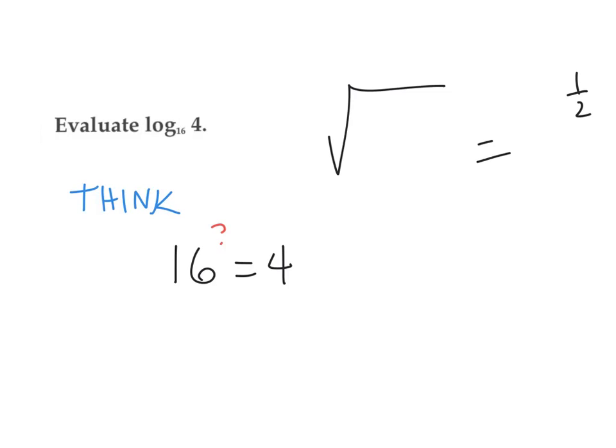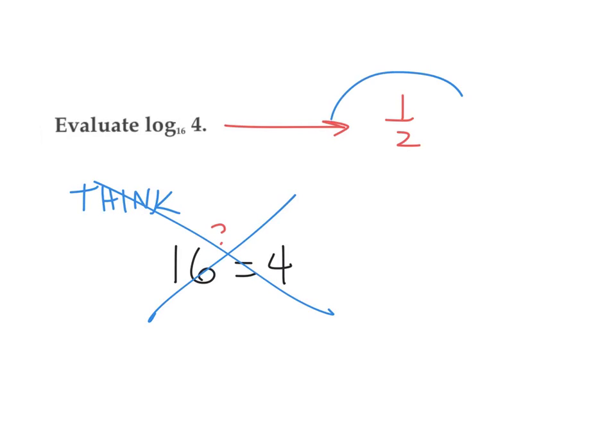We already forgot about that. That was the last chapter. We just got done doing that. So if I took the square root of 16, I would get 4, which means 16 to the 1/2 power gives me 4. That's why it's 1/2: when you take the square root of 16, you get 4, and the 1/2 power means the square root. So again, you can think this, but this is not the answer. 1/2 is the answer.